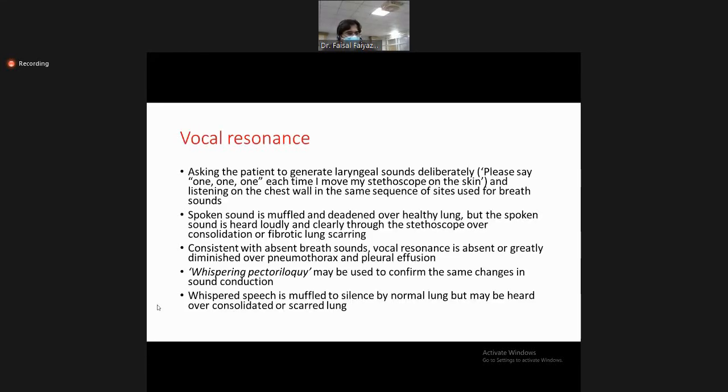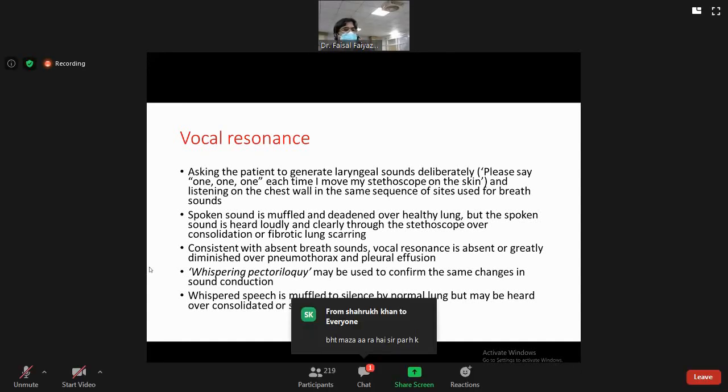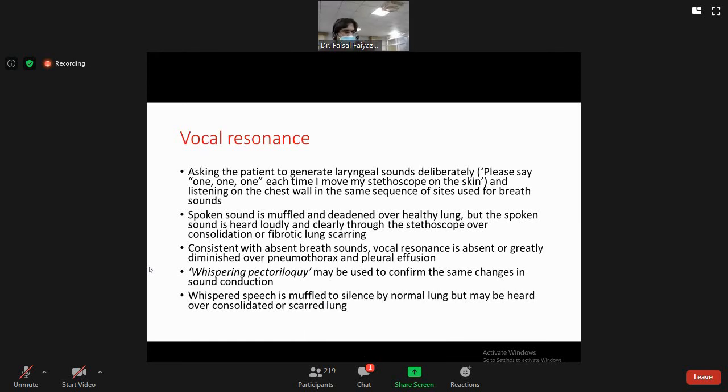Vocal resonance. Remember, the auscultation is done in two stages. The first is to look for the presence of breath sounds, their character: normal vesicular breathing, bronchial breathing, added sounds. Then you repeat the same thing by doing vocal resonance. In this, you ask the patient to generate laryngeal sounds deliberately. Ask the patient, please say, 1, 1, 1. Each time I move my stethoscope on the skin and listen on the chest wall in the same sequence of sites used for breath sounds.